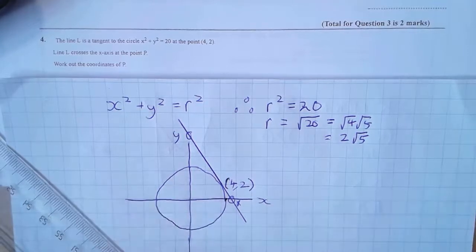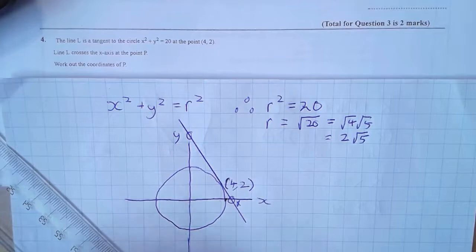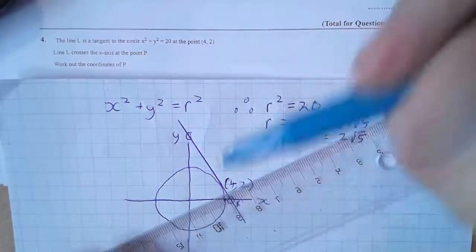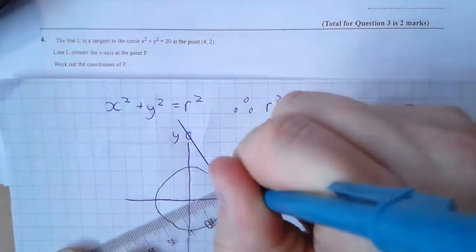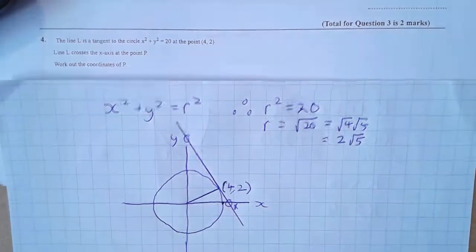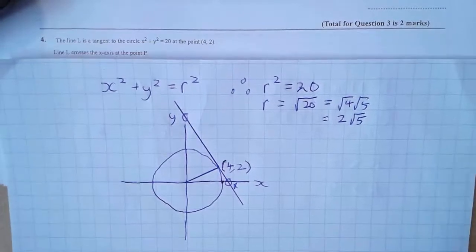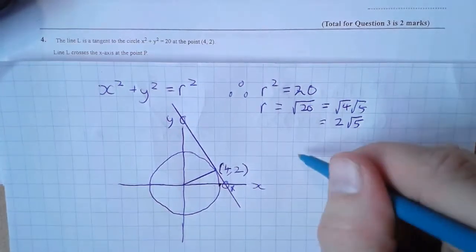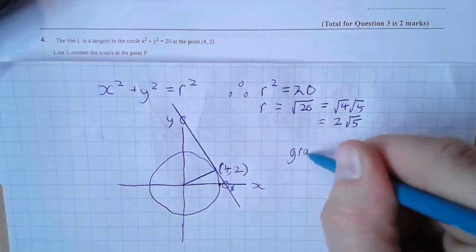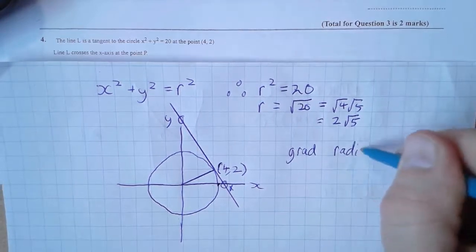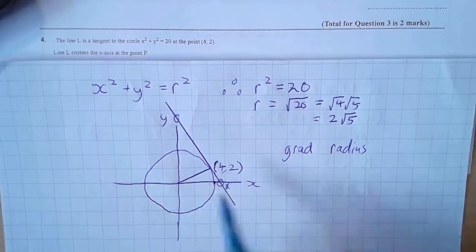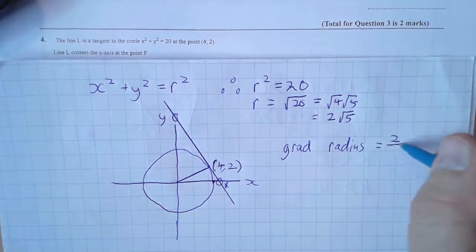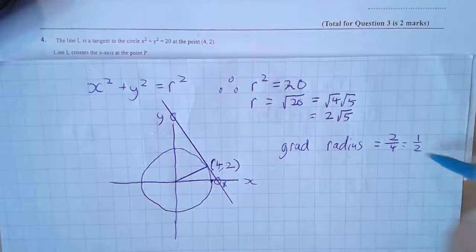Now, to work out the gradient of that tangent, I'm first going to look at the radius, because I know that the tangent is perpendicular to the radius. So here's my radius. The gradient of the radius is the amount up divided by the amount across, which is 2 over 4, which is a half.